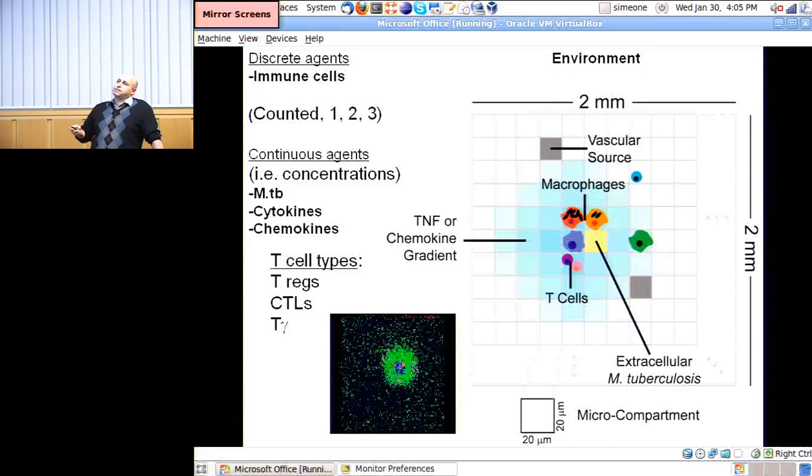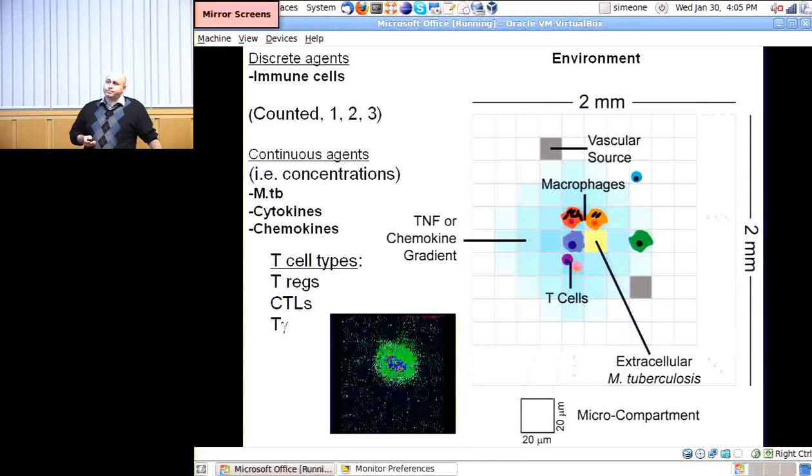And on the grid, we have agents that are macrophages. The color here means a different stage. We have resting, infected, chronically infected, activated. We have continuous variables that are bacteria that don't move. They are constrained within a single microcompartment. But we have some other continuous variables such as tumor necrosis factor, as I said, or chemokine that diffuse throughout the grid. We also have other cell types like T cells. They can be two in a single microcompartment.